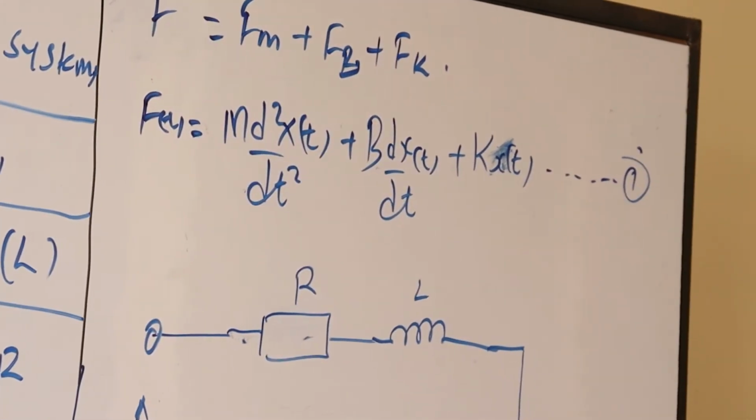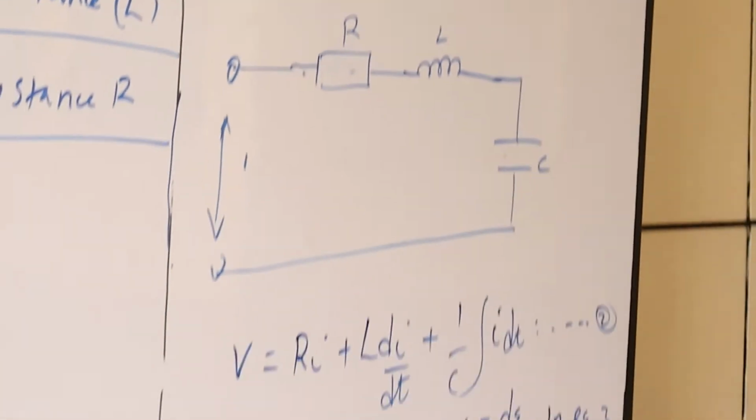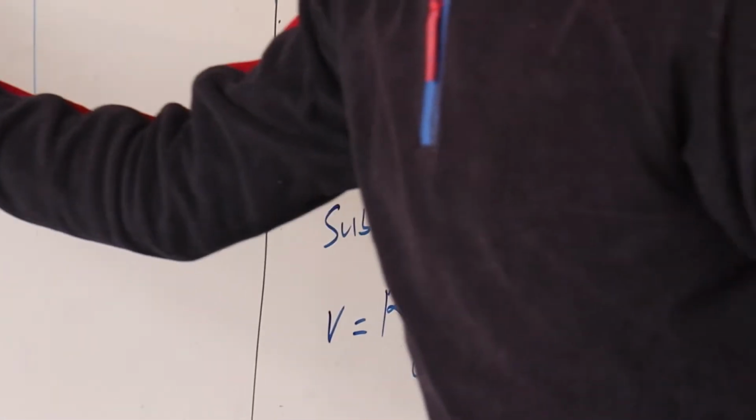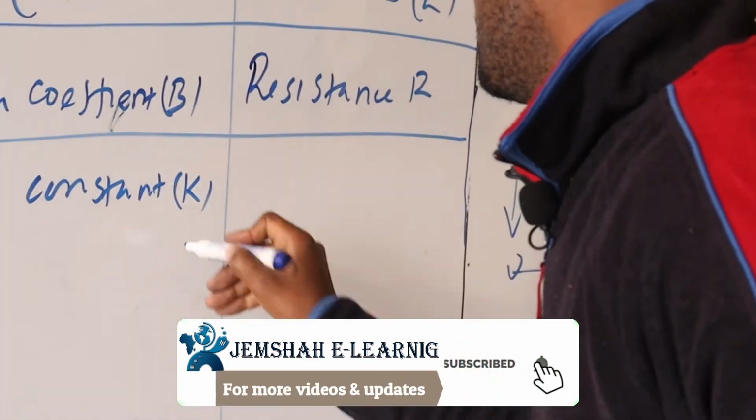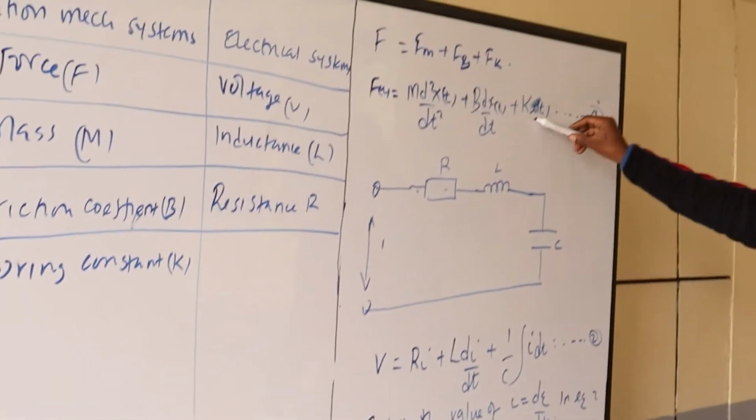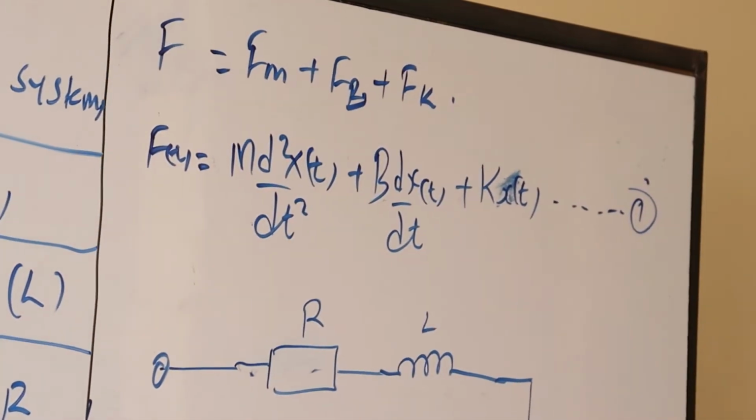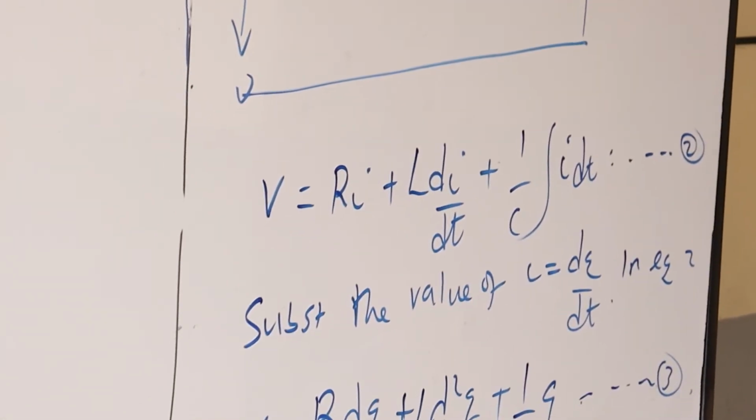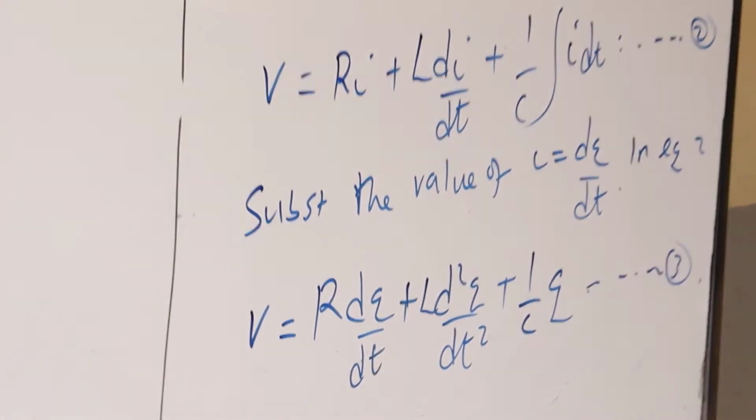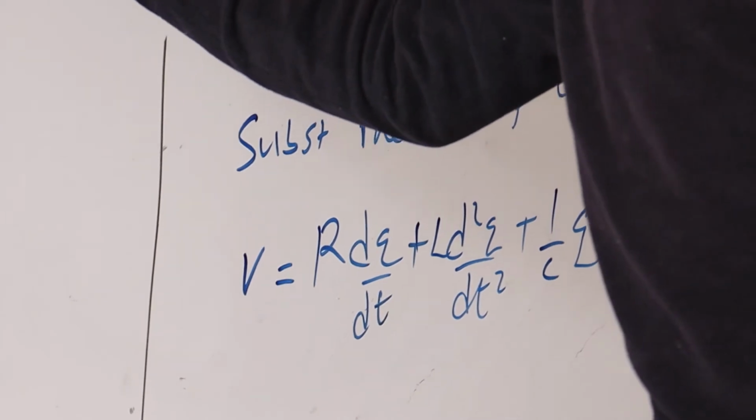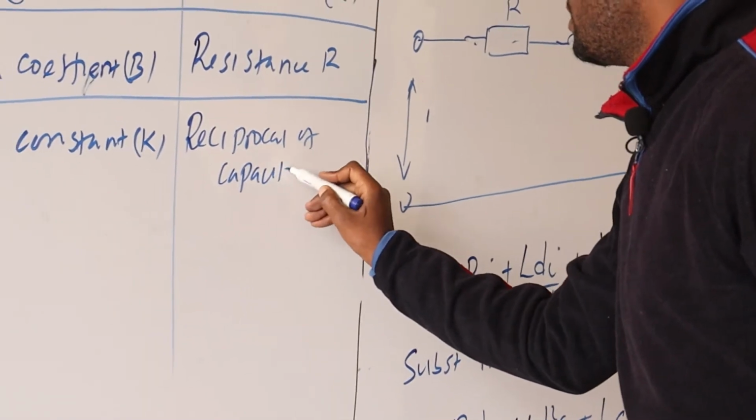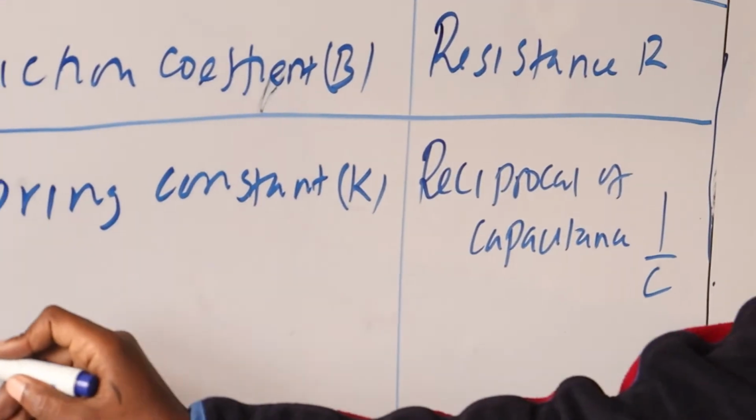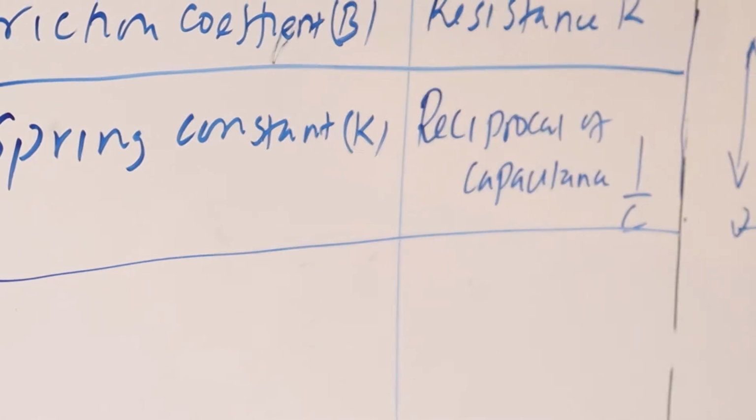Another one that we can talk about is the spring constant K. The spring constant K comes from here and that. If you look at that, you can see q is common, and therefore the spring constant K is the reciprocal of the capacitance, that is 1 over C. And then we continue and look at the displacement X.